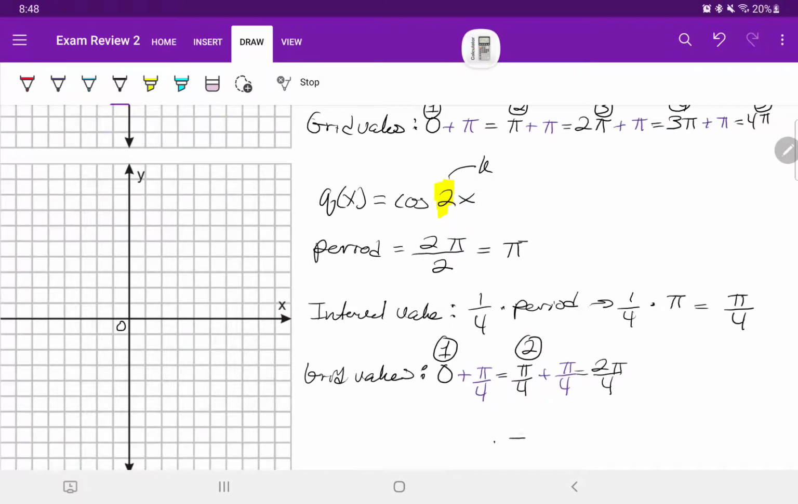But please remember, and I will deduct points if you don't do this, you must reduce this fraction. 2 pi over 4 is reduced to pi over 2. You must reduce your fraction because 2 over 4 can be reduced to 1/2. 2 pi over 4 can be reduced to pi halves. Now, add another pi over 4 from the non-reduced version. And that's going to equal 3 pi over 4, which cannot be reduced.